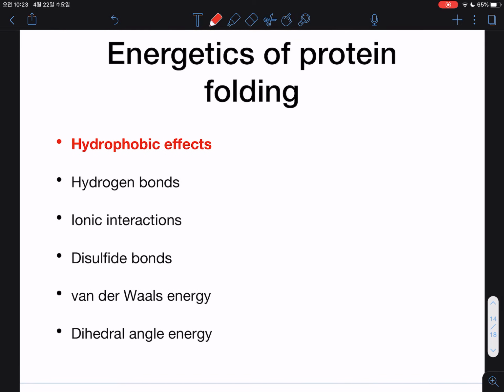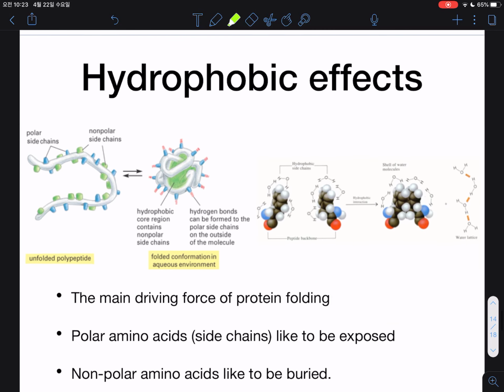Then what determines the energy of a protein structure? There are several terms, but if we ignore quantum mechanical contributions, the energetics which determines protein folding can be classified largely into six terms. Among them, probably the most important term is the hydrophobic effect. The next important factors are hydrogen bonds, ionic interactions, disulfide bonds, van der Waals, and dihedral angle energies. So let's talk about the hydrophobic effect first.